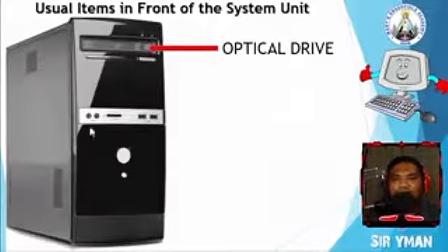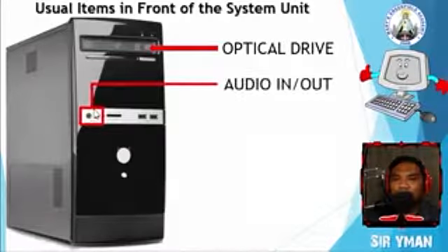Okay, next is this, two small circle ports. So ano tawag dito? Starts with letter A. Audio jack. Okay, audio in and out. Okay, in and out. Alright? So yung jack ang kinakabit dyan. Okay? Yun yung jack. How about this one?